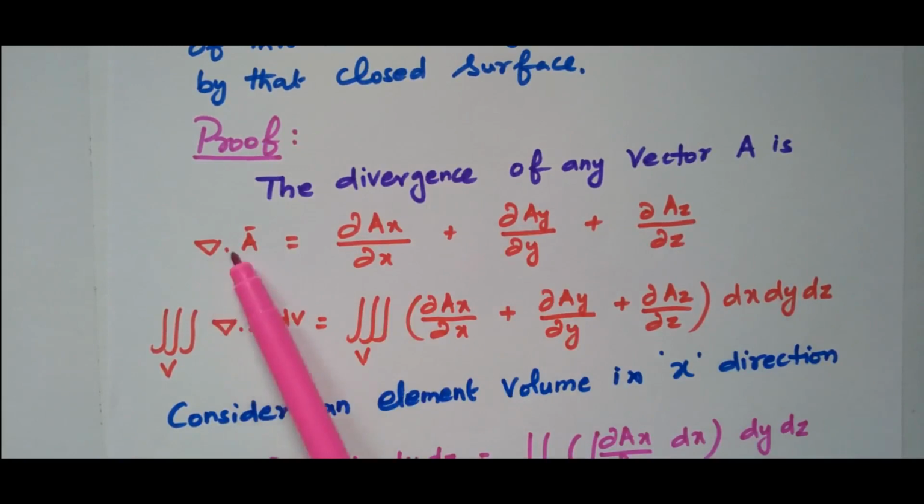Del dot A, that is nothing but the divergence of A. Now multiply with the volume integral, the triple integral, because the divergence theorem relates a volume integral to a surface integral. So we start with the divergence and multiply with the triple integral on both sides. So triple integral del dot A dv equals triple integral of this factor, dou x, dou y, dou z. Because of the triple integral we need to integrate with respect to dx, dy and dz, right?